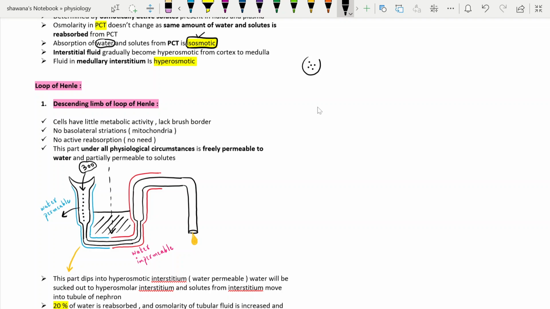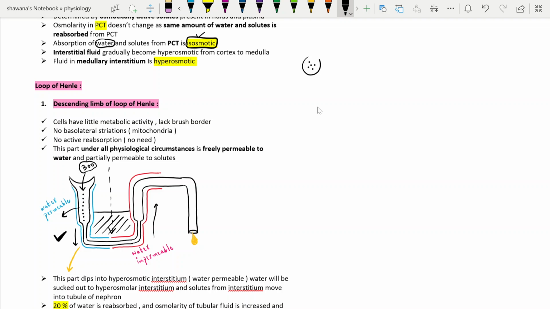We have discussed the proximal convoluted tubule in detail. Let's talk about the descending limb of loop of Henle. As you know, the loop of Henle has two parts: the descending limb and the ascending limb, and the ascending limb has two further parts, the thin ascending limb and the thick ascending limb. We are talking about the descending limb of loop of Henle and some characteristics of these cells.